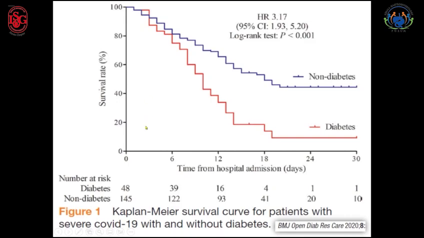And as you can see, after about 12 days, we find that in persons with diabetes, only about 30 to 34% have survived, whereas in persons without diabetes, about 64 to 65% have survived. So what this curve shows is the mortality rate in the two groups.